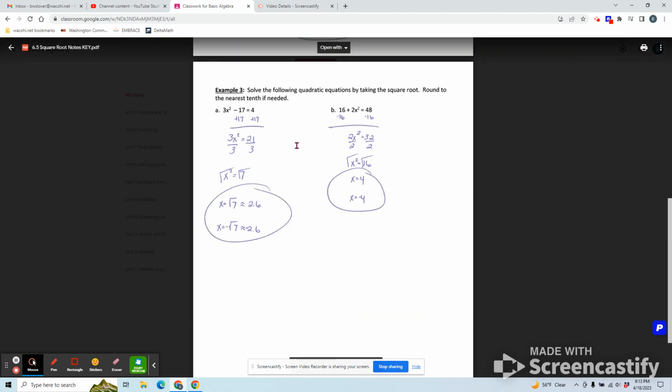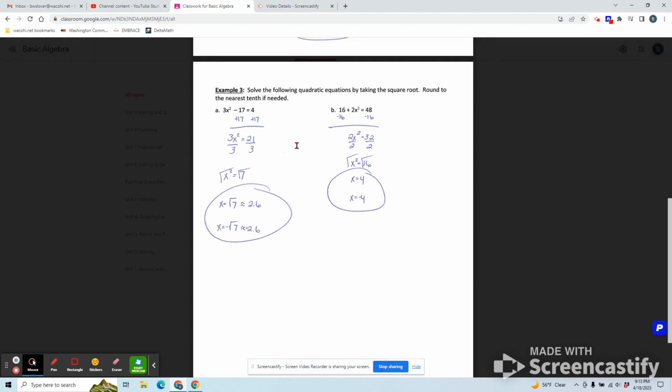Last example, now it's just all of the steps in there. So first I got to move the constant. So in this case, it says a negative 17. So I'm going to add 17 to both sides. Then I have to undo that multiplication by dividing. So I divide by 3. And then I take the square root.